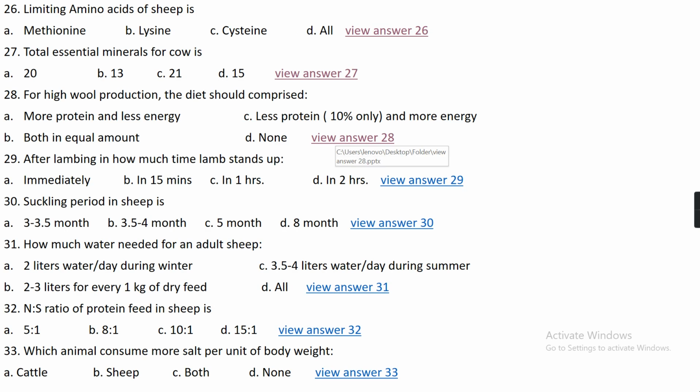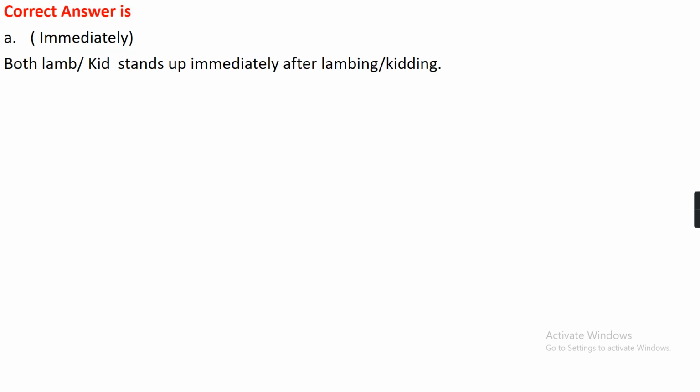Okay. Question number 29. After lambing, in how much time do lambs stand up? Option A, immediately. Option B, within 15 minutes. Option C, within 1 hour. Option D, within 2 hours. The right answer is option A, immediately. Both lamb and kid stand up immediately after lambing and kidding.